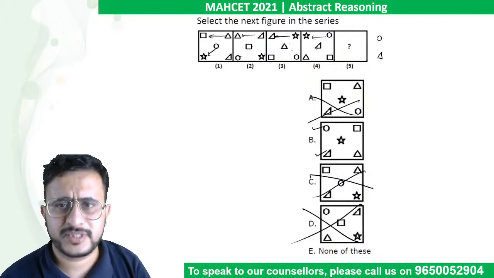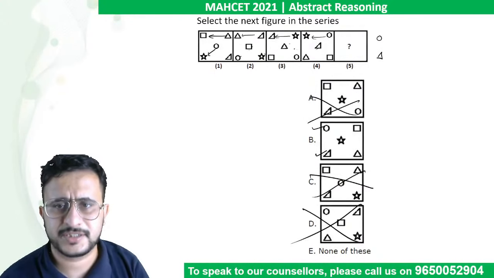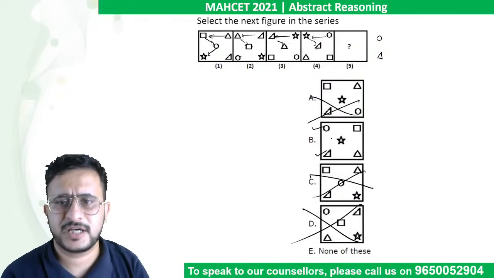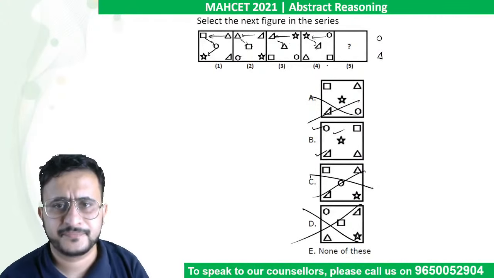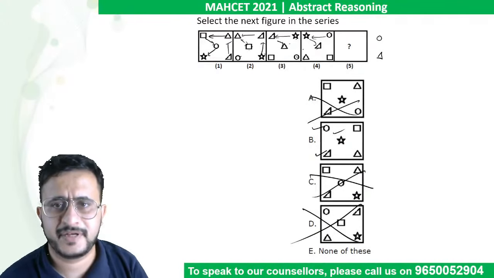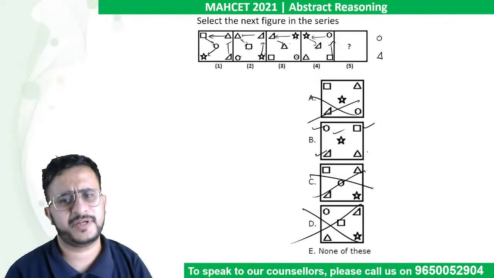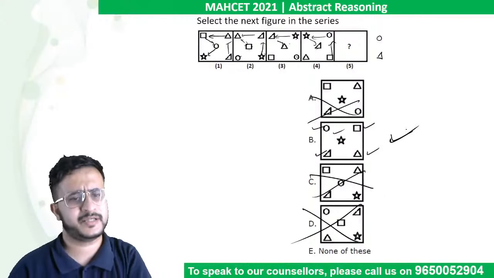Now what is going to the center? Let us just check what is going to the center. This thing is going to the center, right? In the next image, the triangle is in center. So next image, star should be at center. That is fine. And this thing is going up, right? If you see, this thing went up, star went up. So the square will go up. That is correct. And then it should be triangle. So B is absolutely right.